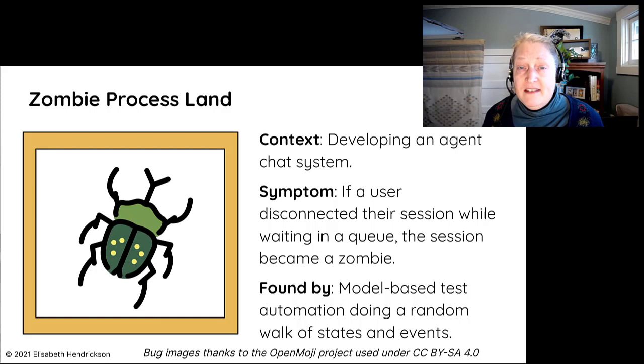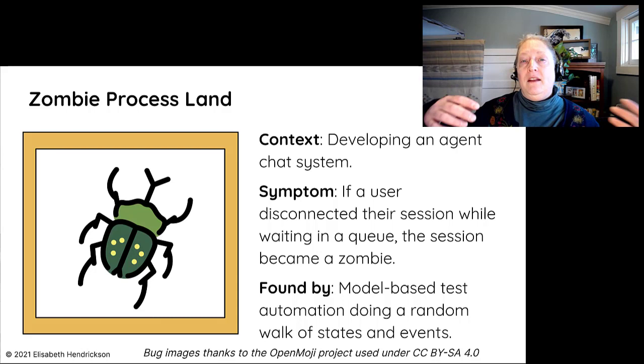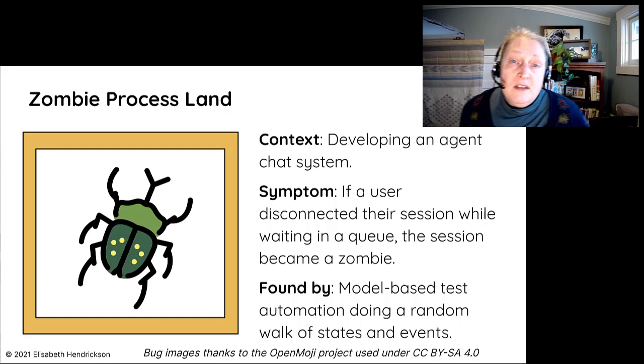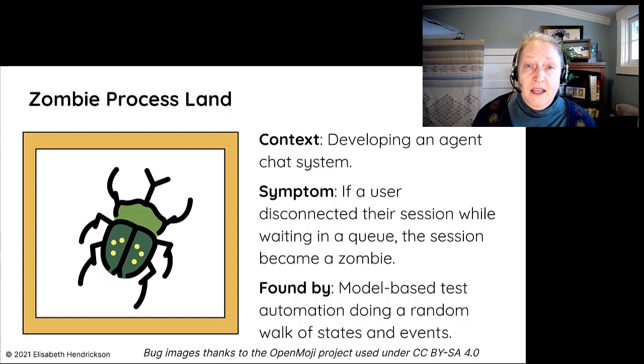In this case, we were developing an agent-based chat system where agents could chat with users, and there was a whole flow for users that looked kind of like the flow that you might have with a telephone support system where customers call in, they're put in a queue, then they may get transferred between agents, etc. So in this particular system, I built some model-based test automation that knew about the different states of the client perspective or the user perspective and the agent perspective, and just walked through combinations of states.